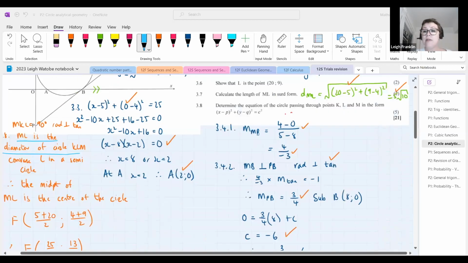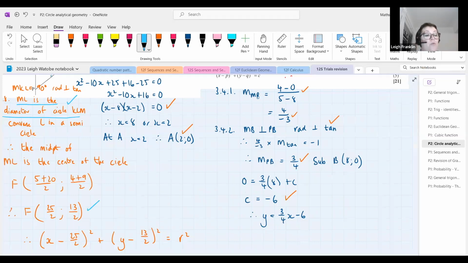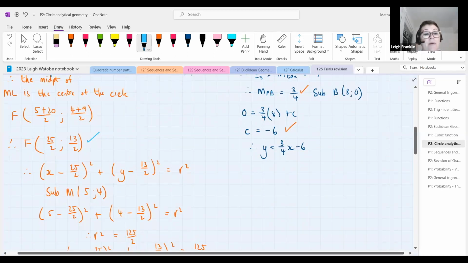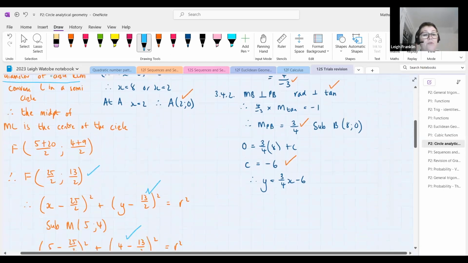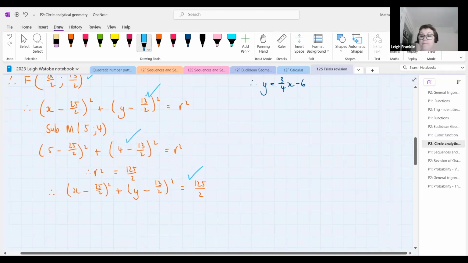Okay, so that was out of 5. So definitely a mark for stating that ML was the diameter of the circle, using midpoint formula to get the coordinates of F, subbing those in here, subbing in another point. How many marks have we got now? 1, 2, 3, 4, and then the last mark would be on the answer.